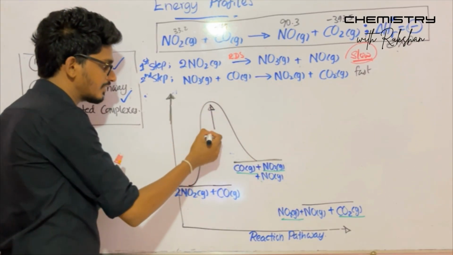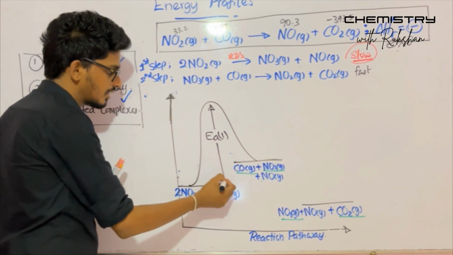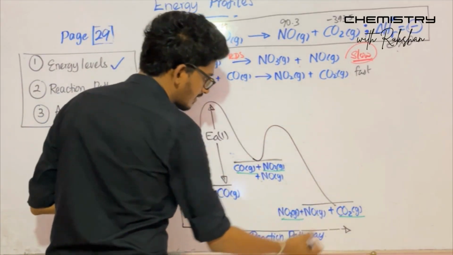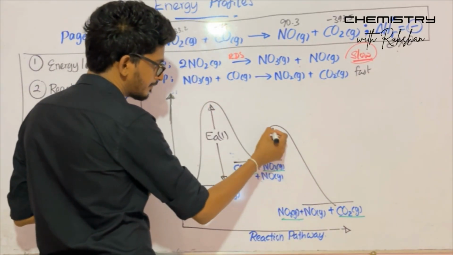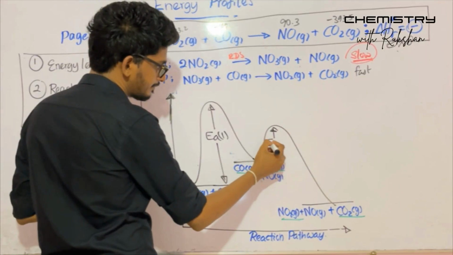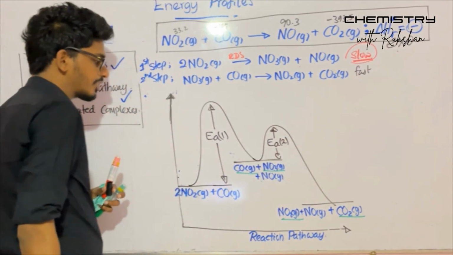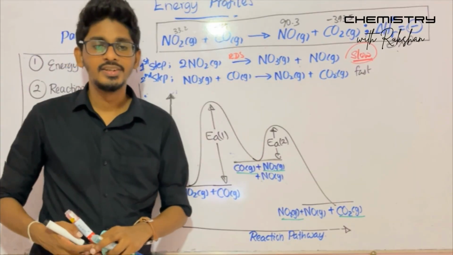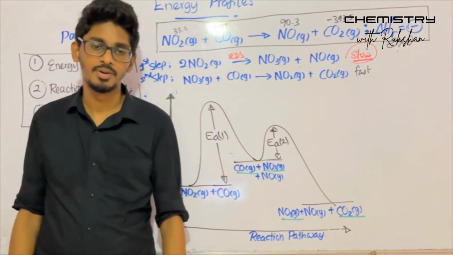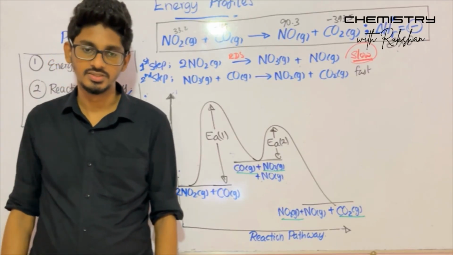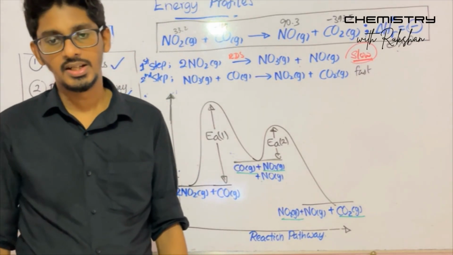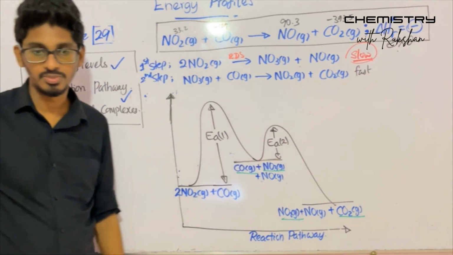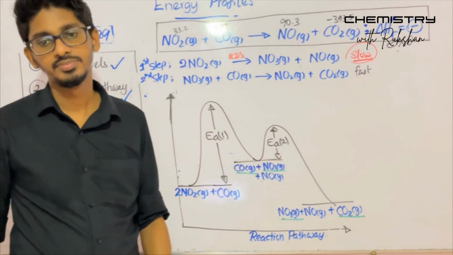That activation energy Ea for the first step should be greater than the activation energy of the second step. So it could be like this. The activation energy of the first step should be greater than the activation energy of the second step. Why is that? Because the first step is the rate-determining step, so it should come up with the greatest activation energy. That is the idea. That is the condition of the reaction pathway. Done. Right.